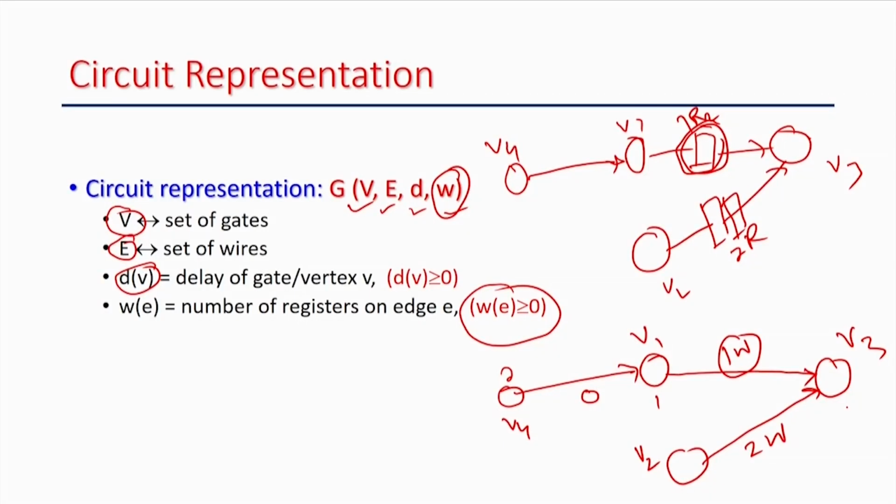So, we have, say, the delay of this node as 2, this as 1, this as 5, this as 10. That delay dV will be associated with each node. It is given by D, which is nothing but the combinational delay of that particular node. So, this is how we are going to represent a circuit using a graph.